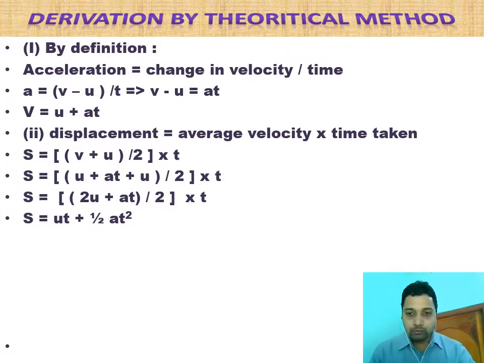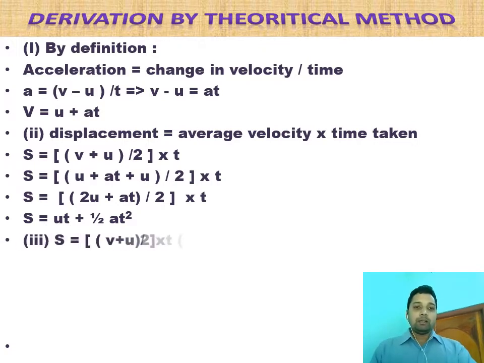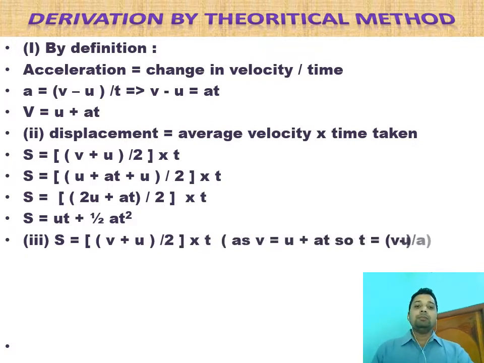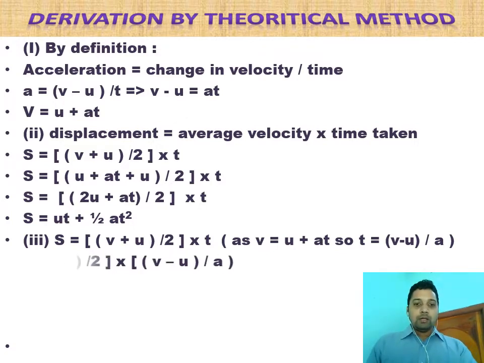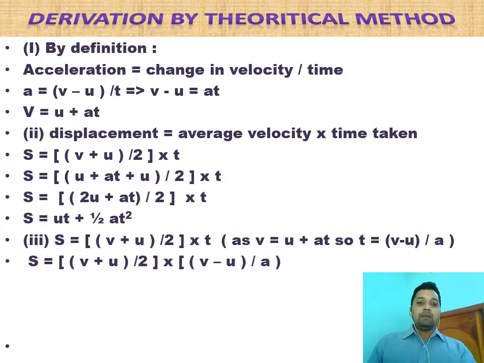If we come to the third equation of motion, taking the same formula, displacement equals average velocity into time, we get s equals v plus u by 2 into t. But we know v equals u plus at. Now we will substitute the value of t. v equals u plus at, that means v minus u equals at, so t equals v minus u by a. So here we get the formula for s: v plus u by 2 into, in place of t, we will substitute the value.